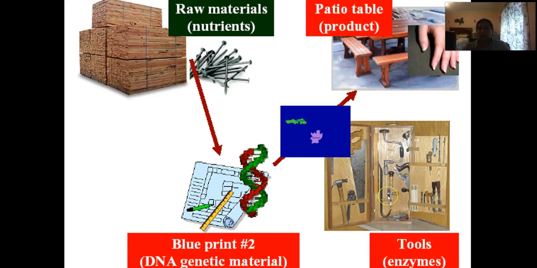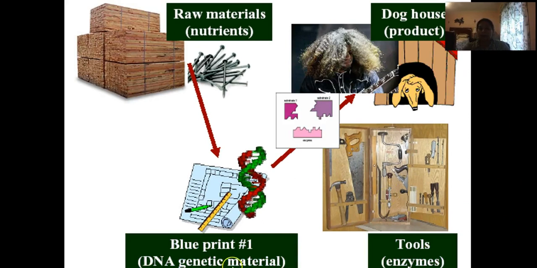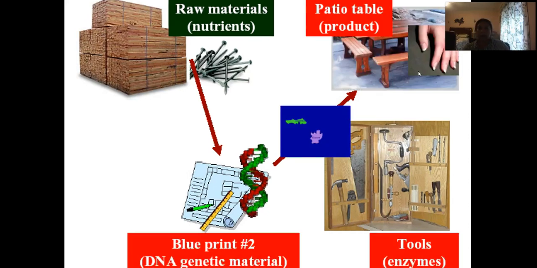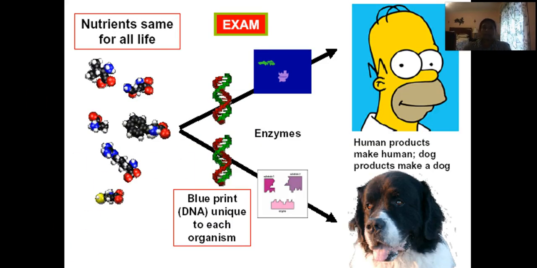So you can see here again that given one set of instructions, you would need a particular set of tools and you would get a particular product like a doghouse, while the same raw materials using a different genetic blueprint would give you a very different product, even when using the same tools. So in this case, you see a doghouse or a patio table getting formed simply because of the instructions being different. So nutrients and the basic building blocks that we will talk about in the next few lectures are the same for all life, regardless of how complex or simple an organism is.